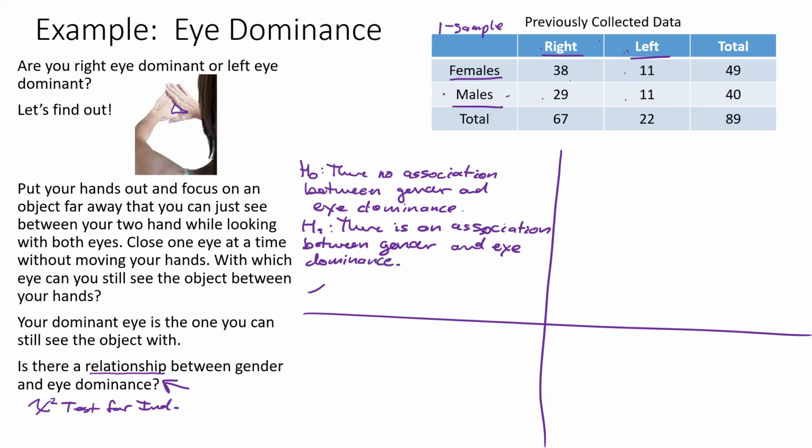All right, they didn't give us anything for alpha, so we'll go with 0.05. We're doing a chi-squared test for independence, or we can call it a test for association. Either one's fine. I'm telling you that this was a random sample, so we'll go ahead and just say it's a random sample. We'll pretend. Our expected counts, we don't know them, but we need them to be all greater than 5.